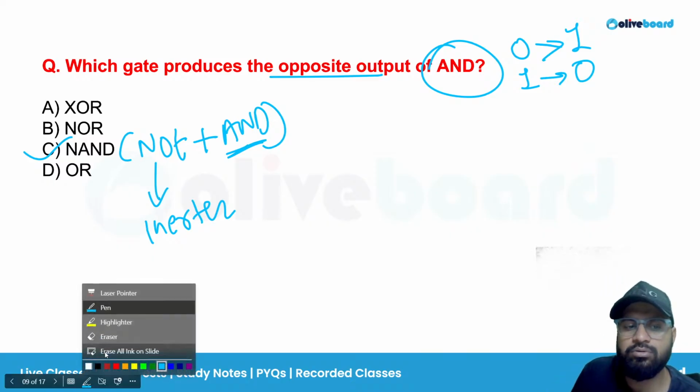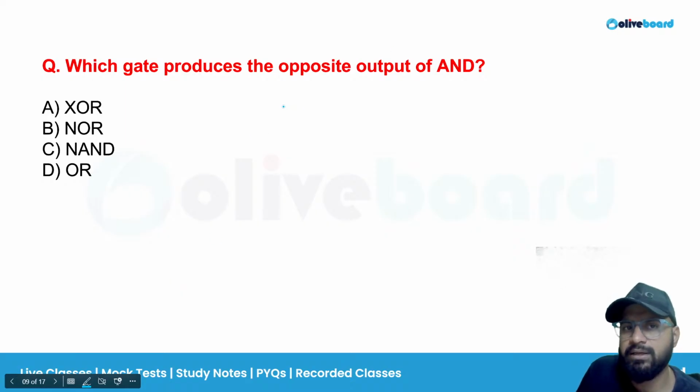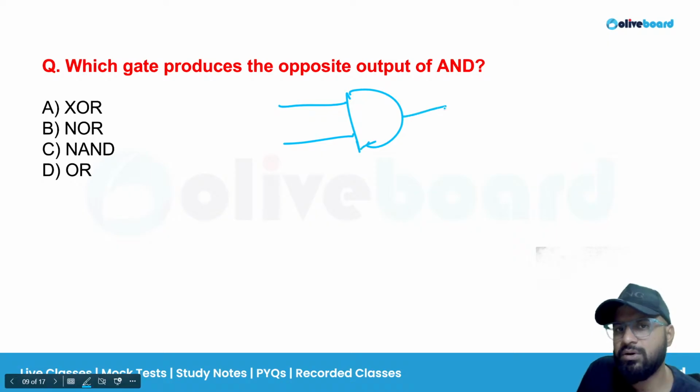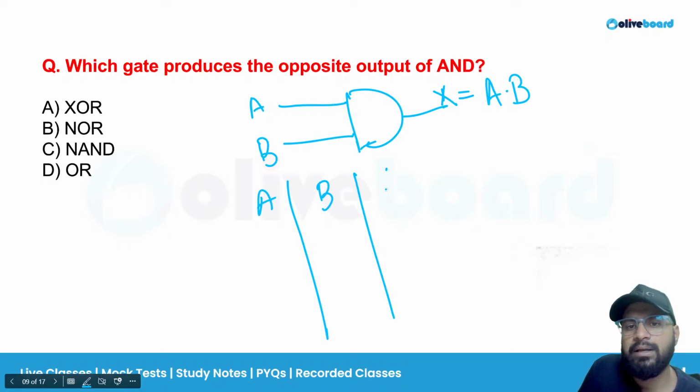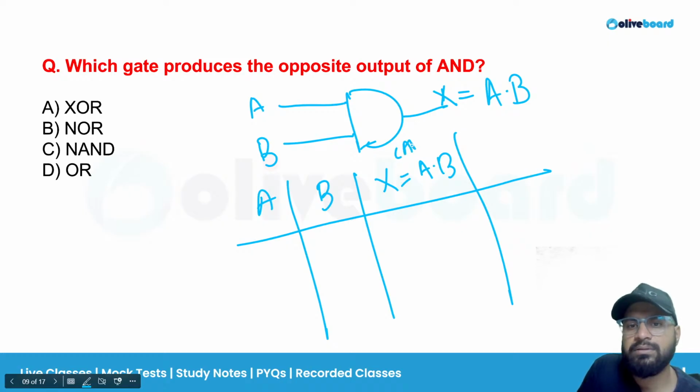Let me create a truth table here. So students, this is your AND gate, this is your A and B, and here you will get the output. X is equal to A into B, X is the output here. This is actually multiplication that it uses. A and B will be the inputs here, and X will be the output. Now this is your AND gate, and this will be your NAND gate.